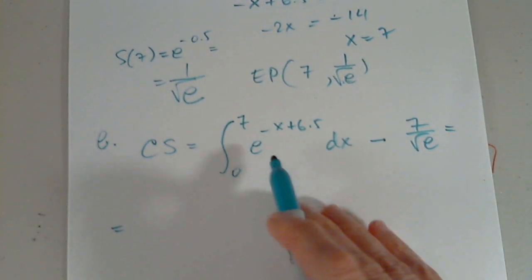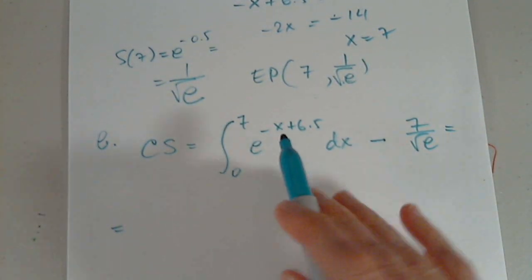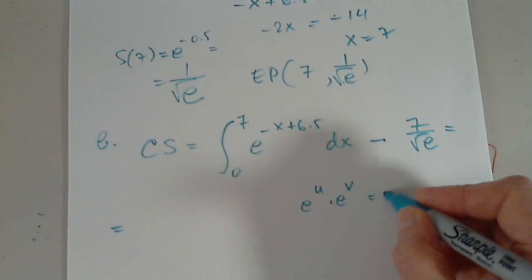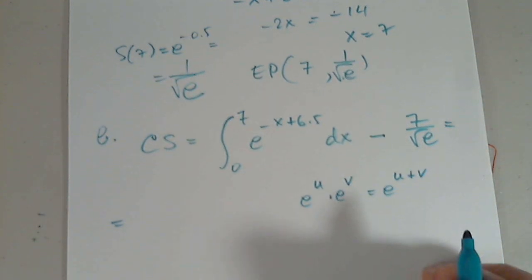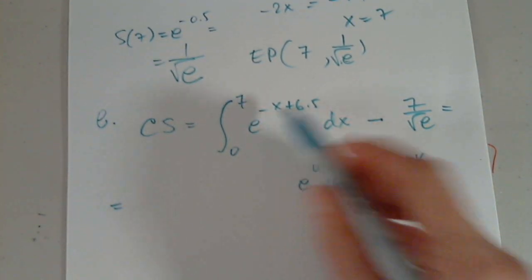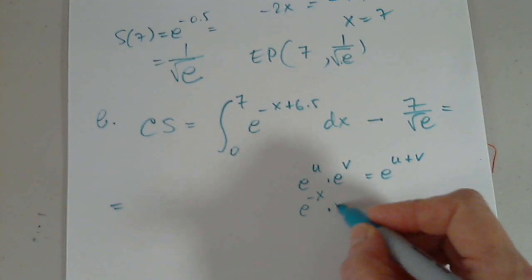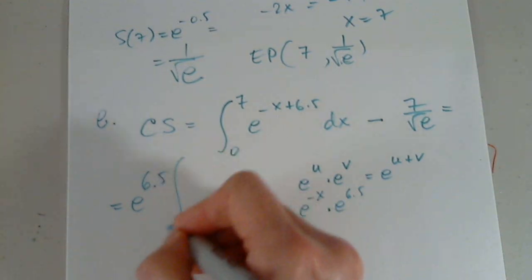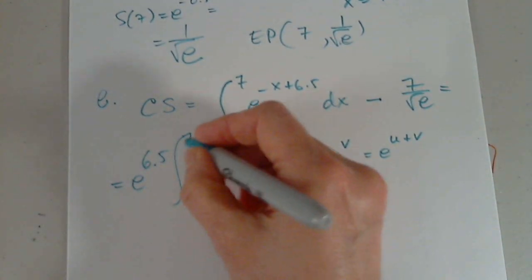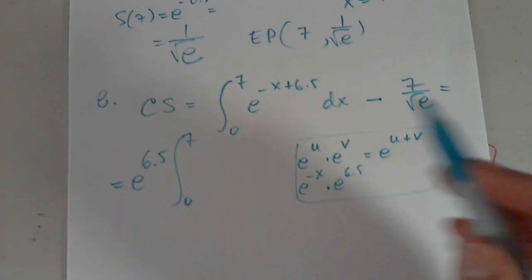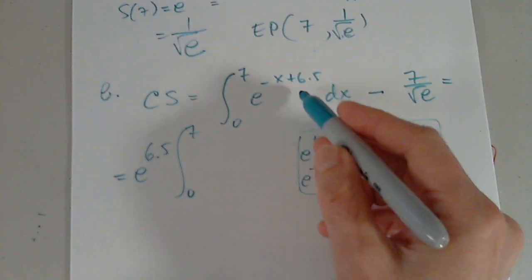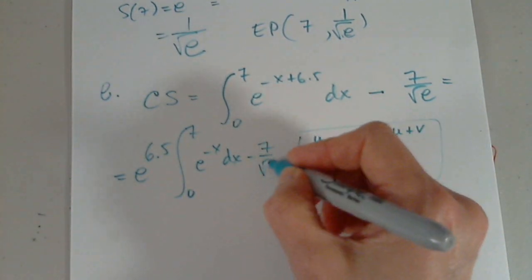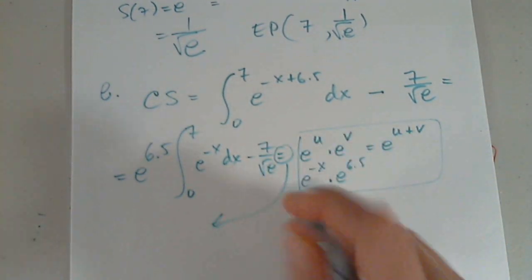Okay, at this point I have to integrate this. You know that e to u times e to v, for example, is e to u plus v. So this is e to negative x multiplied by e to 6.5. That's a constant and goes outside. From 0 to 7, I should not have written this so close. So it is e to negative x dx minus 7 over the square root of e. I'm continuing here.